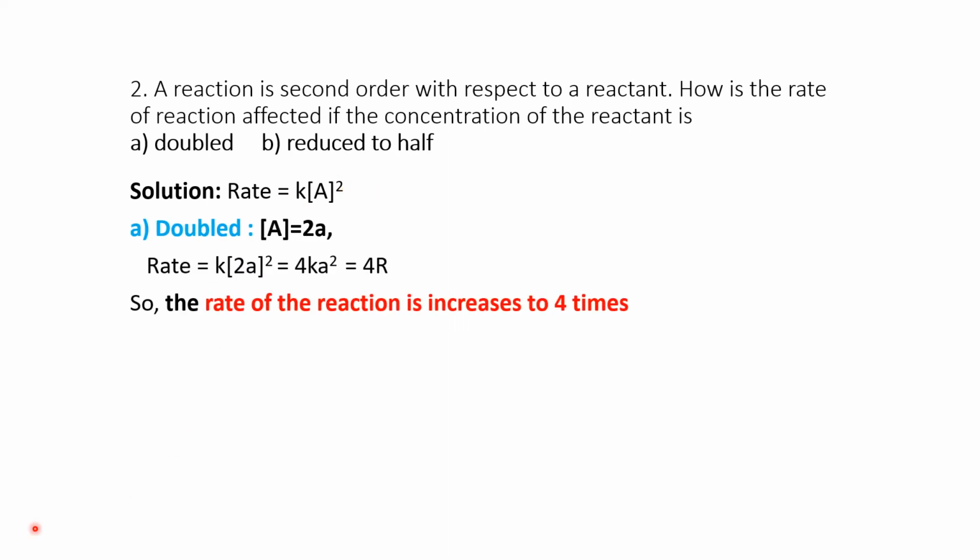We need to write it if it is doubled. If it is doubled, it means 2 into A. This is the doubled one. Instead of A concentration, we need to write 2A. Then only it becomes doubled. If it is 2A power 2, it means 4. So 4K into A square.